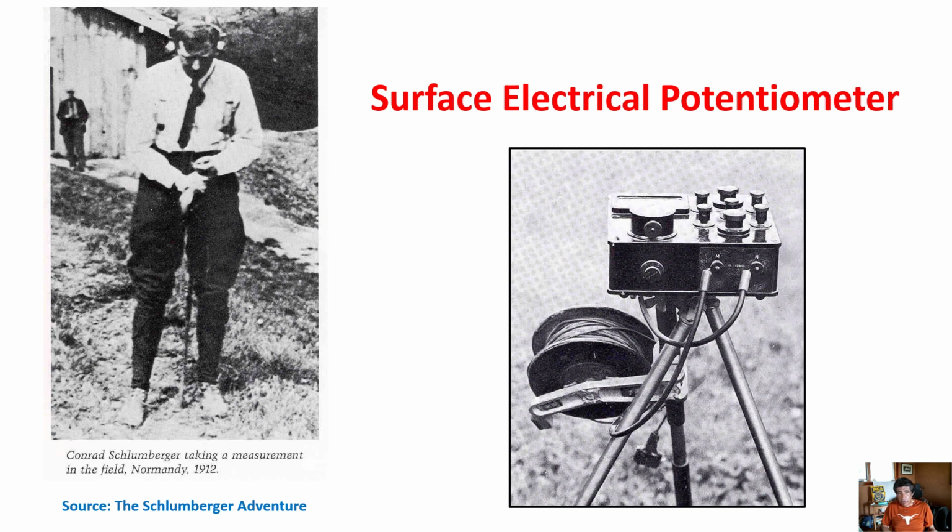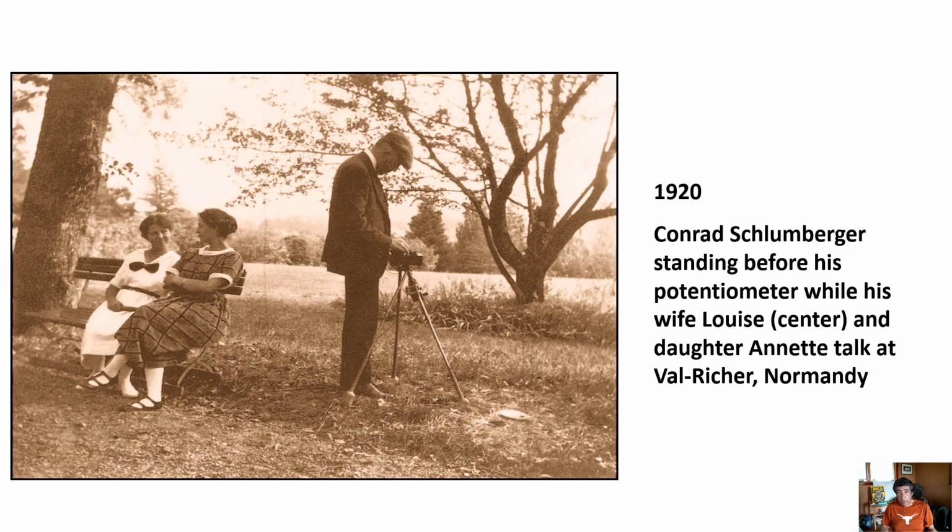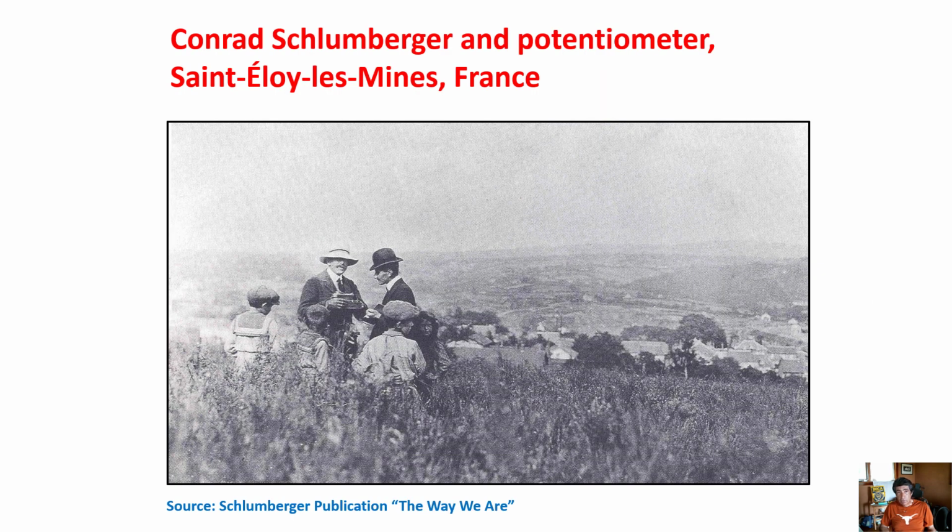Here is Conrad Schlumberger taking measurements in 1912, and he was using some sort of an audio transformation of the signal, and by mapping these differences, they could measure them and plot them on the ground. And here we have Conrad again in 1920 in one of these family properties, making measurements with this potentiometer.